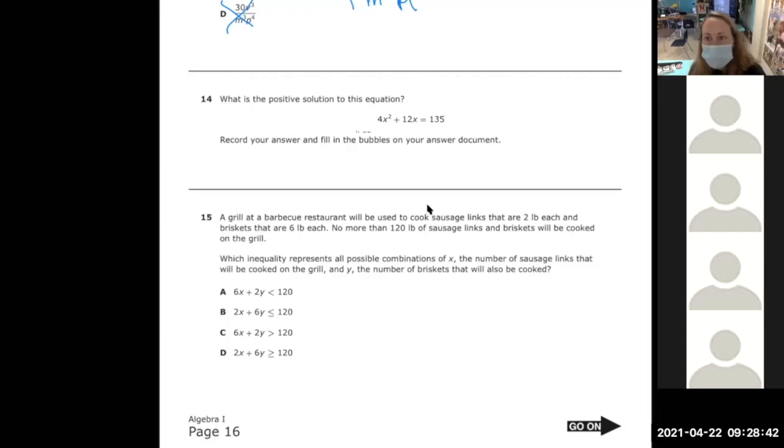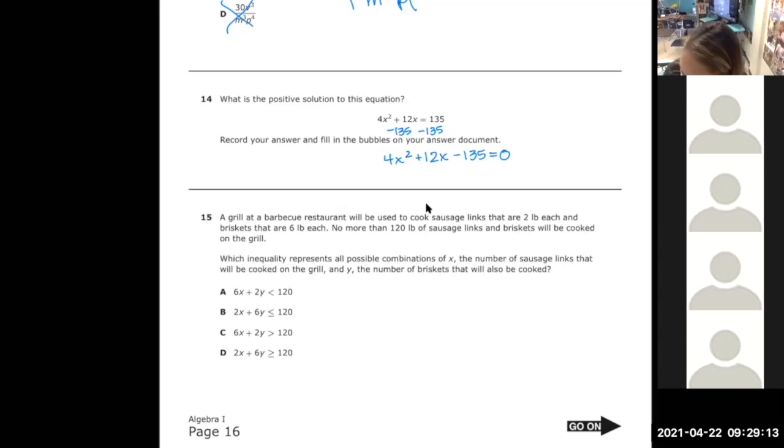All right, let's go over how to do this problem. Hopefully you did your test this way too. We can use our graphing calculator, but first we have to set our equation equal to 0. So to do that, I have to subtract 135 from both sides. And then my equation is 4x squared plus 12x minus 135 equals 0. And I'm going to plug that into the calculator and look at the graph.